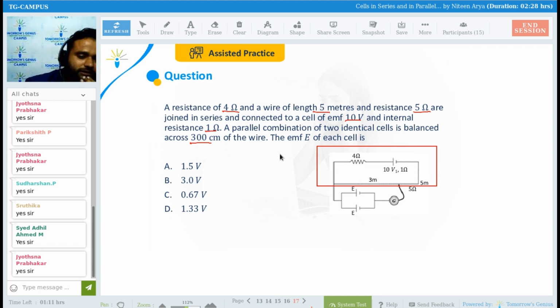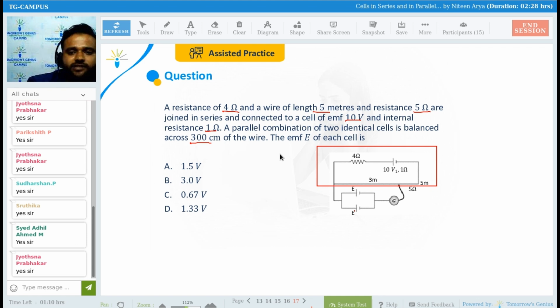3 meter. Okay, yeah, 3, if it is the wire. Okay, yeah, instead of 1 meter bridge we have 3 meter bridge, so we can get this relation also. Across 300 centimeters of the wire, the EMF of each cell. So you need to find the EMF of this cell.